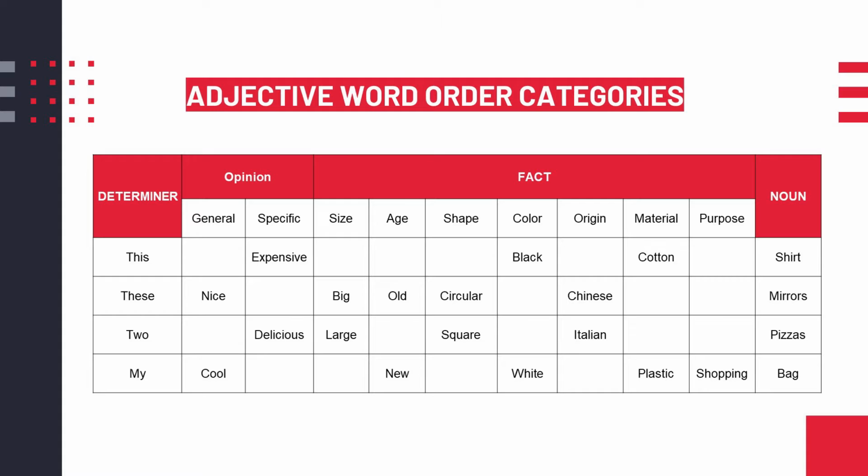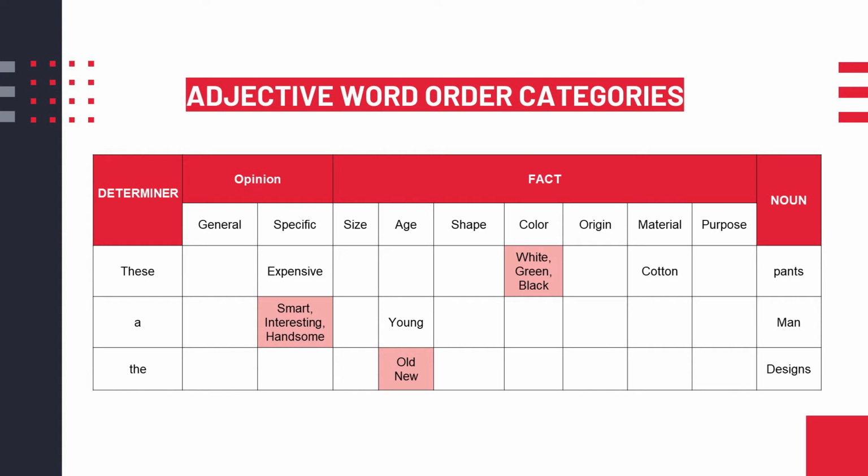But what if we use lots of adjectives in the same category? Here we can see that there are multiple adjectives in the same category. For example, here we've got 3 in color, here we've got 3 in specific, and here we've got 3 in age. In this kind of sentence, we have to say and. For example, these expensive white, green, and black cotton pants, a smart, interesting, and handsome young man, the old and new designs.